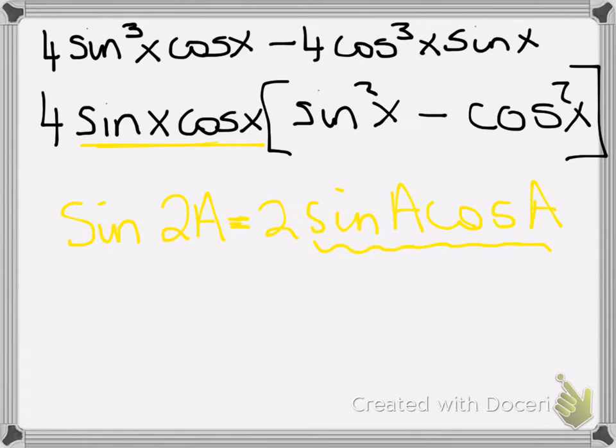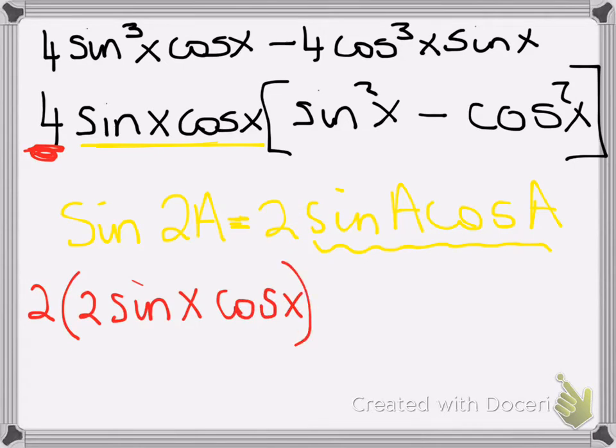So, the only thing that's different, if I look at mine, I've got 4 sine x cos x. How would I turn that into 2 sine x cos x? Well, couldn't I factor out 2 out of that? And I could rewrite it as 2 times 2 sine x cos x. Or you may not have realised that you could factor out the 2, and you might have just seen that, well, look, if 2 sine A cos A is equivalent to sine 2A, well then wouldn't 4 sine A cos A be equivalent to 2 sine 2x? Okay, you could do it that way as well.